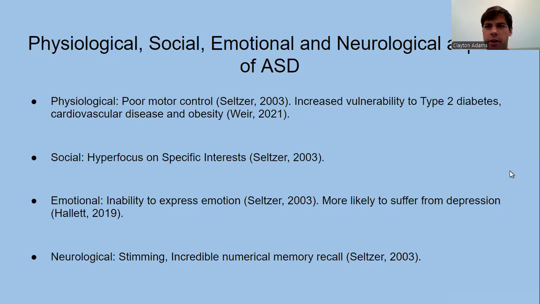There are multiple aspects of ASD, as I'll refer to it throughout this presentation. Physiologically, poor motor control. They're not able to use their hands and feet as well as those without ASD. And they have an increased vulnerability to type 2 diabetes, cardiovascular disease, and obesity.